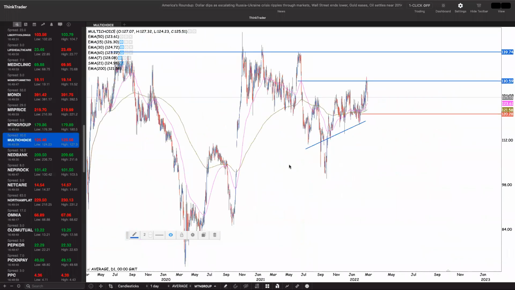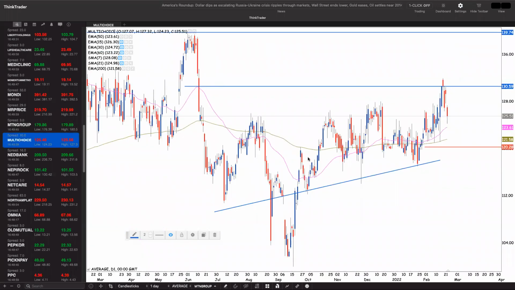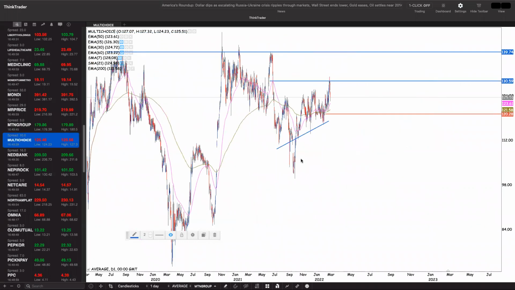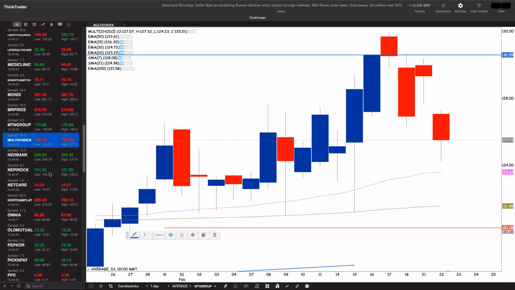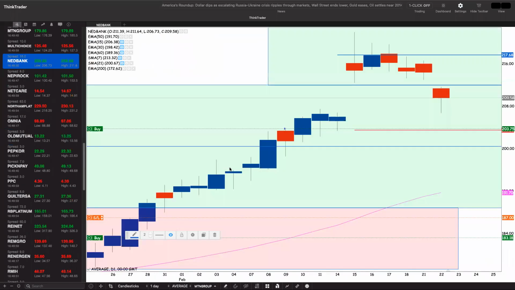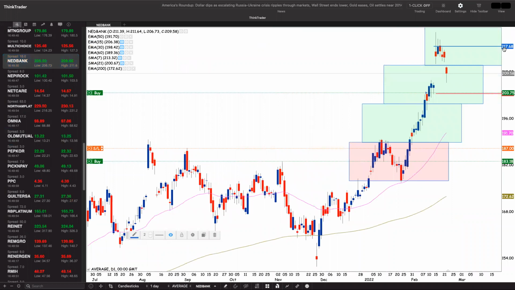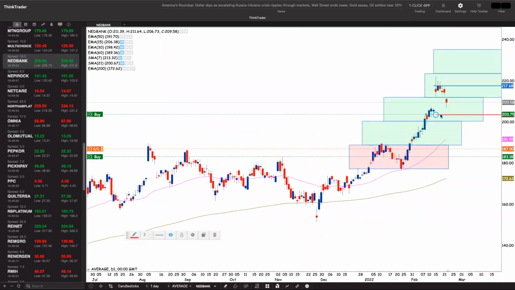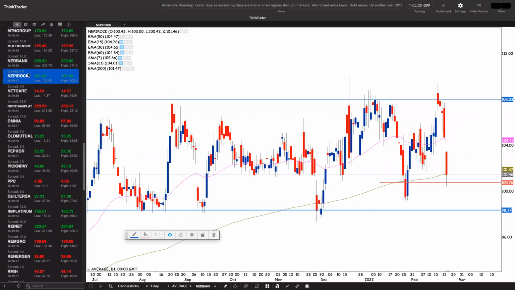Moving right along, Multichoice not looking very nicely. It's an ugly looking chart, very volatile. So I'm going to be ignoring it for now. I'm going to wait for it to come back above 140 before we can start talking about Multichoice. I don't know why banks have been taking a hit. I really don't know why banks are taking such a hit. But if it comes back up to the high box above 217, I raise my stop loss and add to the position. I don't stress myself with the reasons why stocks do what they do.